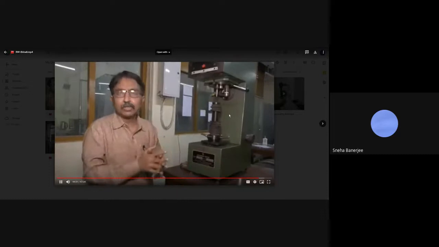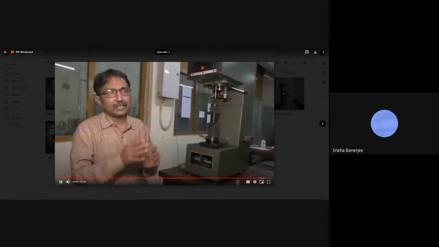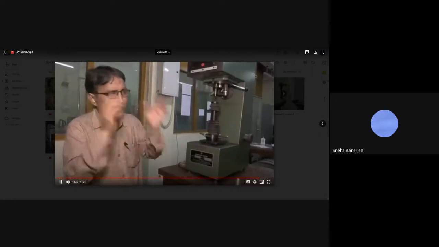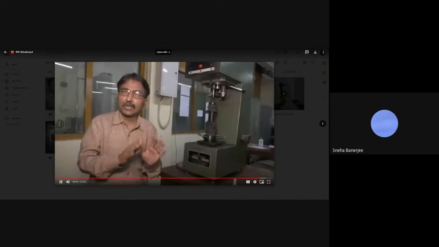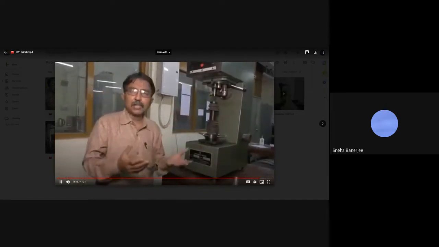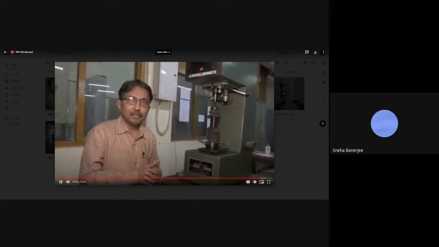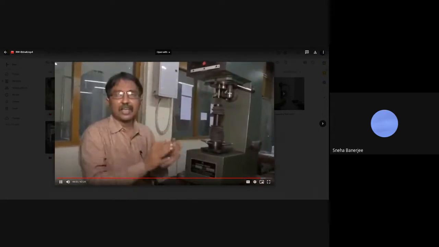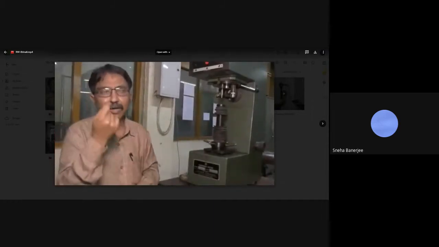We are not going to discuss those things in detail, but for the timing, we are just focusing on the macro hardness tests like Vickers, Rockwell and Brinell. Rockwell and Brinell, these two experiments we do in this particular laboratory. Vickers, particularly for post-graduation level and for other purposes, we do the Vickers testing. But all these tests are macro hardness tests.